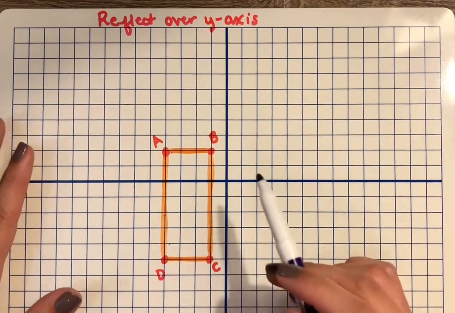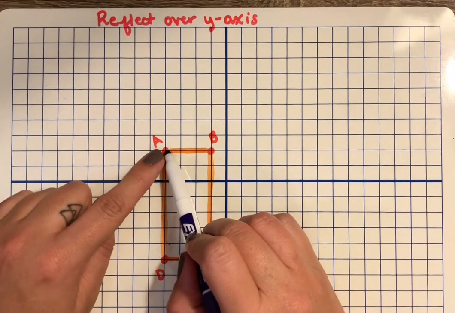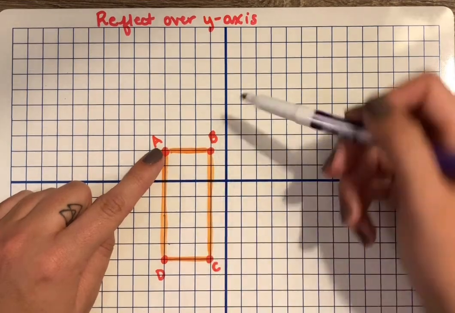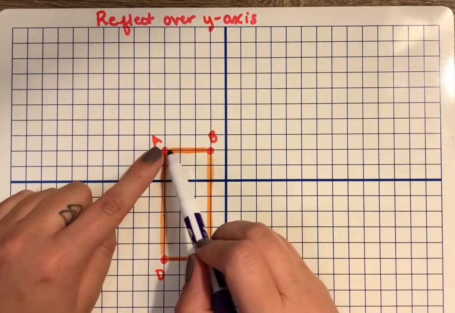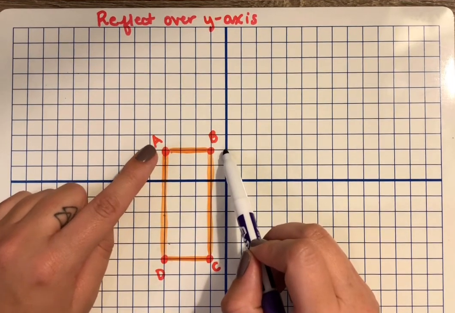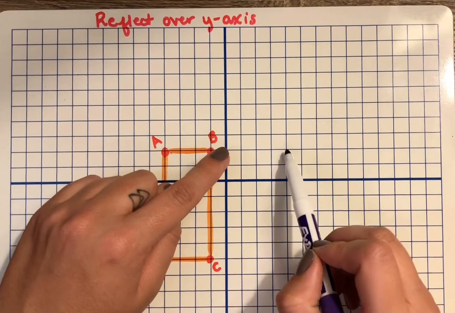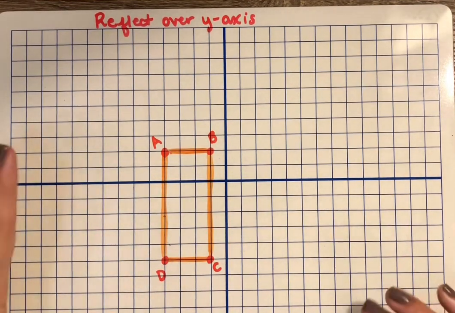The key when we're doing a reflection is I'm taking the distance from one of the vertices and the line of reflection. Again, this is the line of reflection, the y-axis. I'm taking the distance between a vertex and that line and then duplicating the same distance on the other side of the line of reflection.